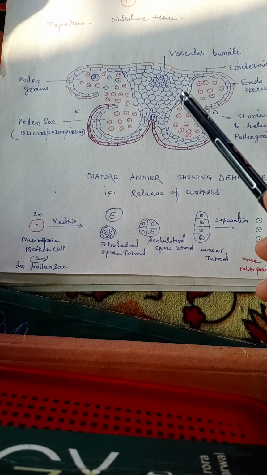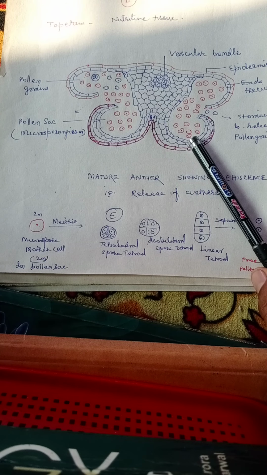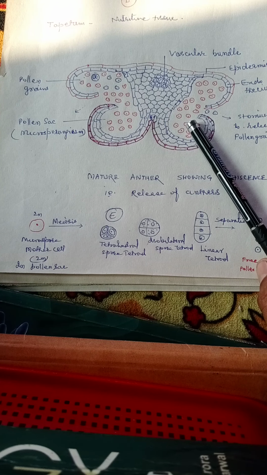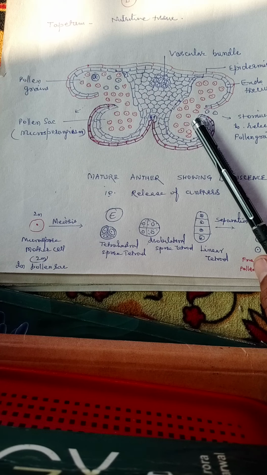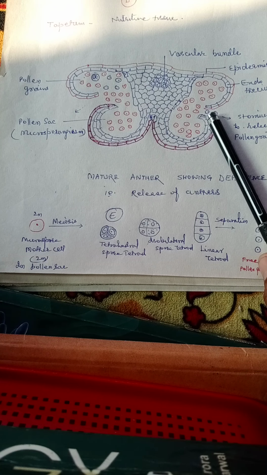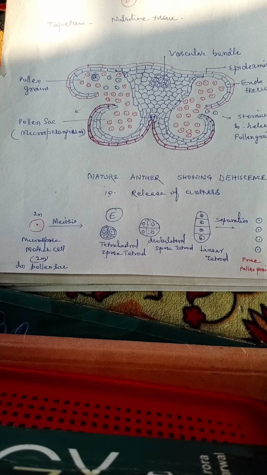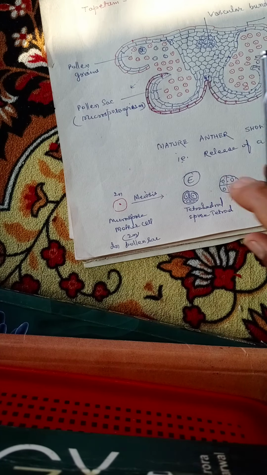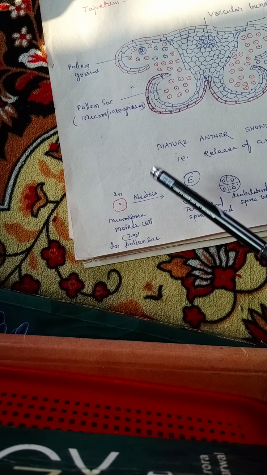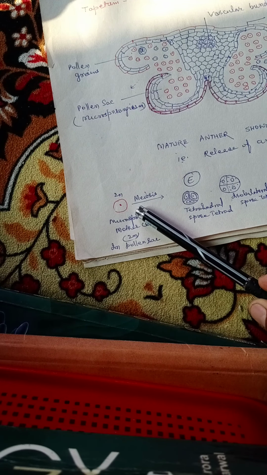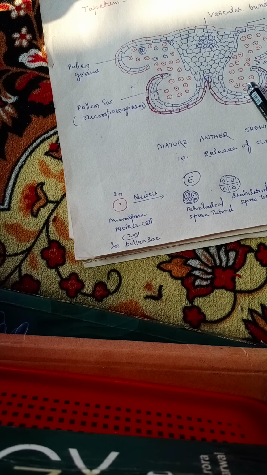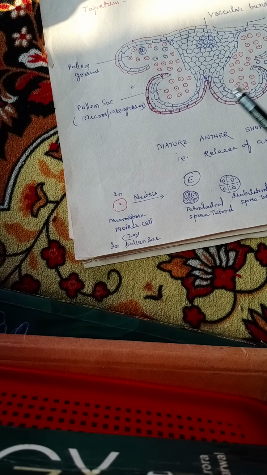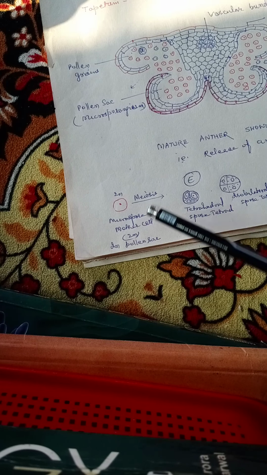Dear students, with the help of this diagram, you can understand where the pollen grains are being produced and how they are released by the anther. And next is the process of microsporogenesis. Here I am going to explain how inside the pollen sac or microsporangium microspores are produced. This process actually happens inside the microsporangium that I am going to show here.